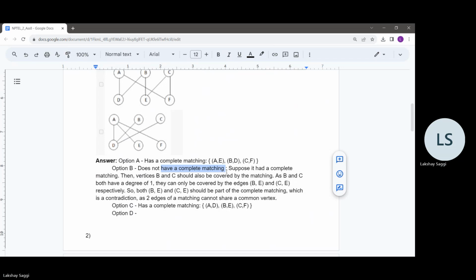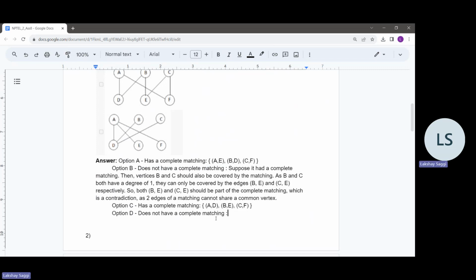So that's why we can say that two edges of a matching cannot share a common vertex, and that's why this graph won't contain a matching. Similar arguments will apply in option D as in option B. So it does not have a complete matching.